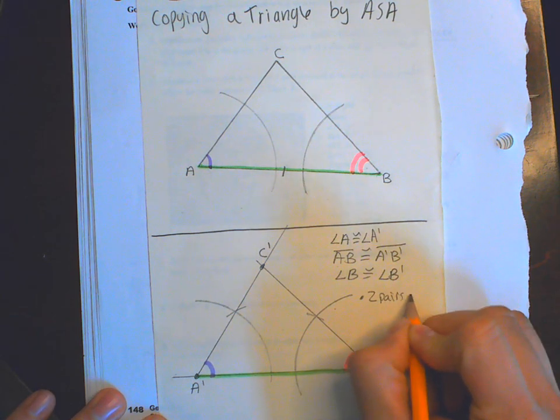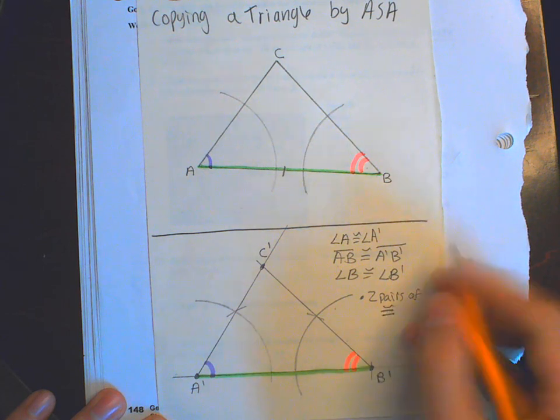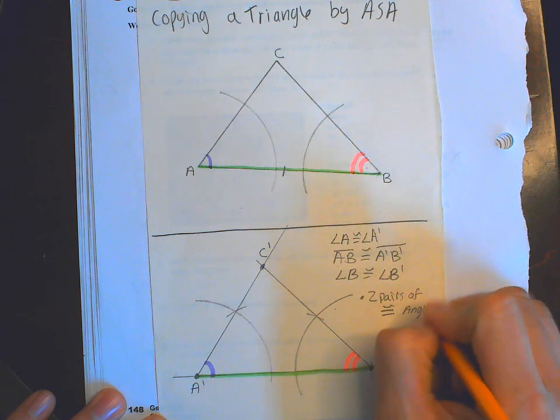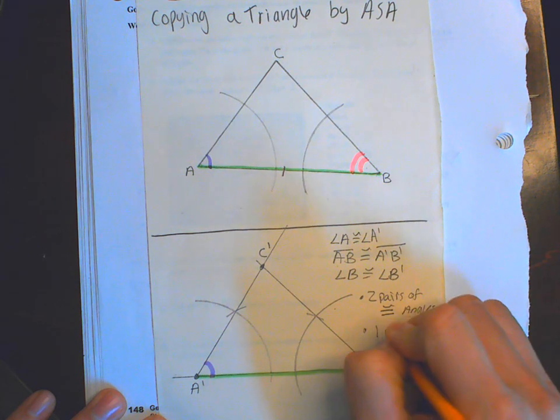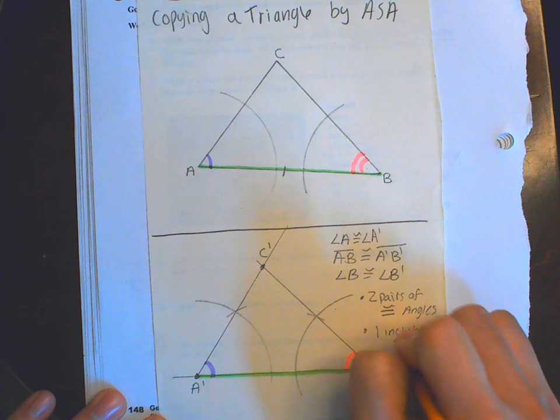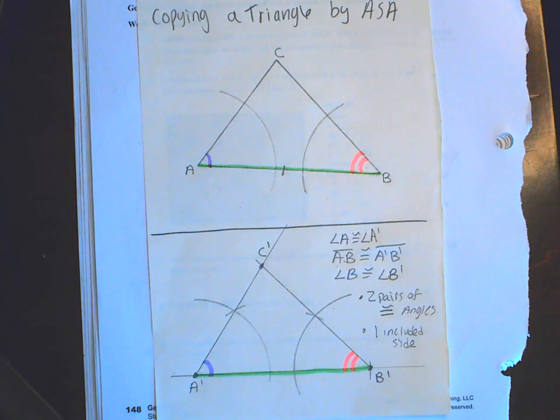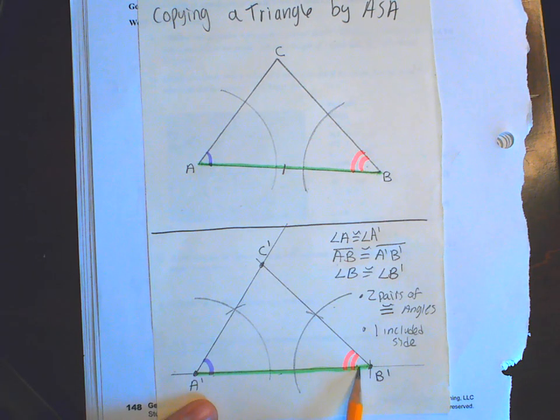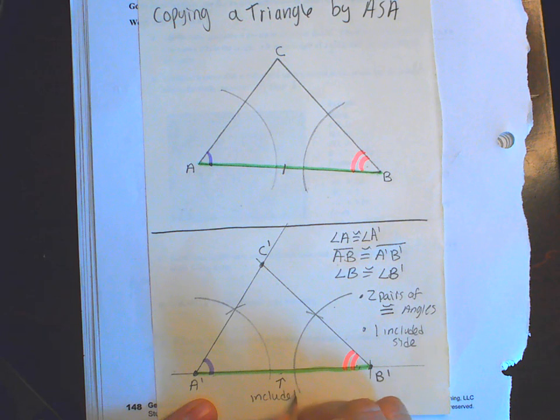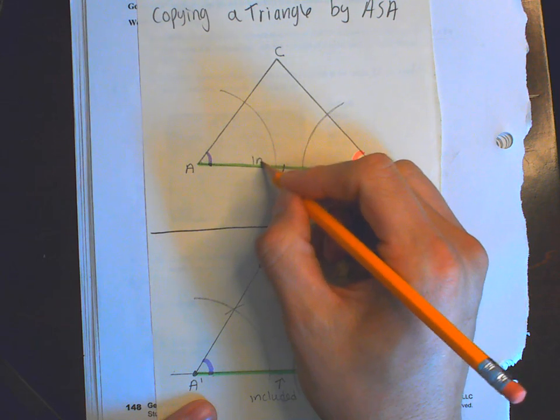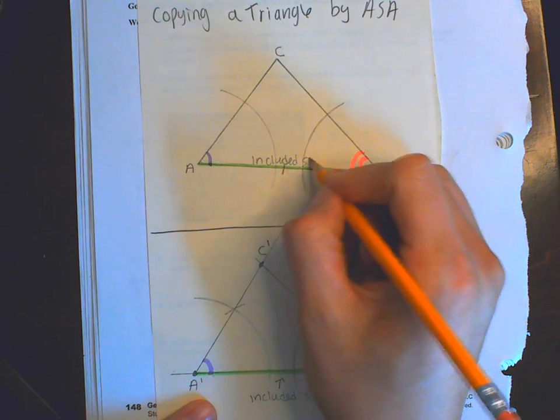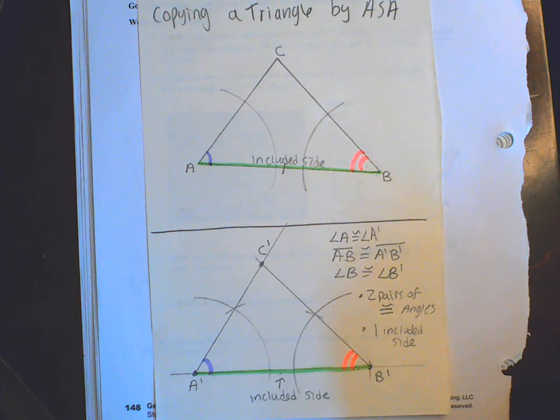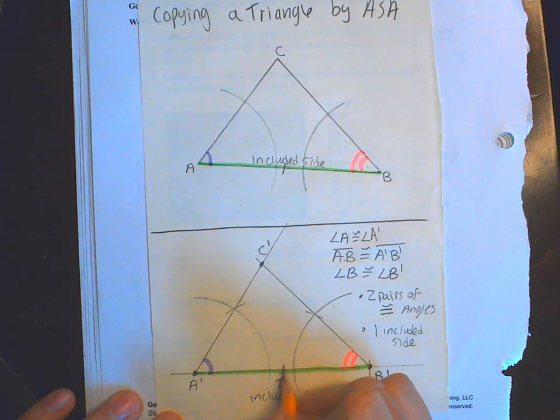Okay, two pairs of congruent angles and one included side. So what am I talking about here? You see how you have these two angles right here? The side containing those two angles is called an included side. So this side right here is called an included side. Up here, this is also the included side. And by the way, this segment and this segment, they're both congruent.